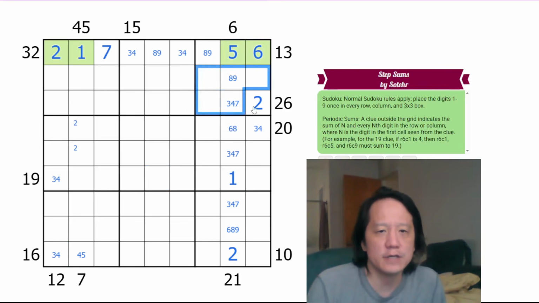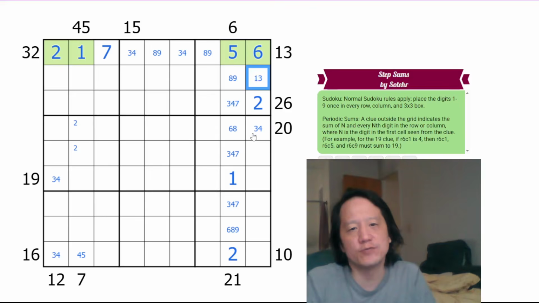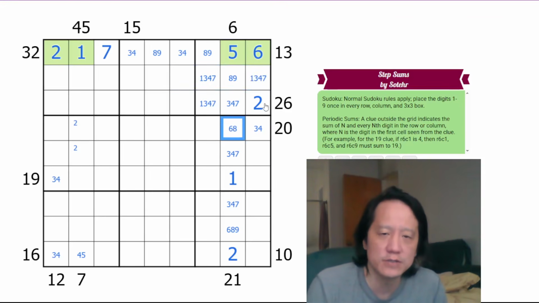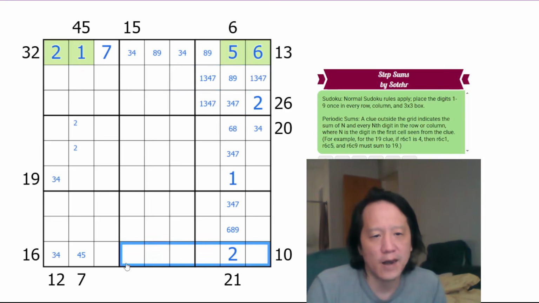Remaining digits in box 3, we have 1, 3, 4, 7. Okay. Does that tell us anything? Not particularly. 10.